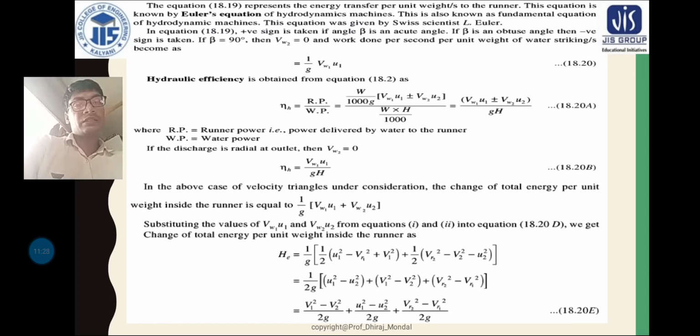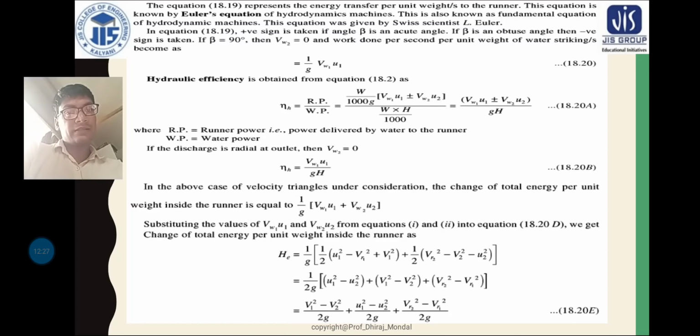Vw1 U1 by G into H. Okay. Now, so this is your equation. The next equation is your hydraulic efficiency in case of beta. If beta is equal to 90 degree, then it is Vw1 U1 by G into H.